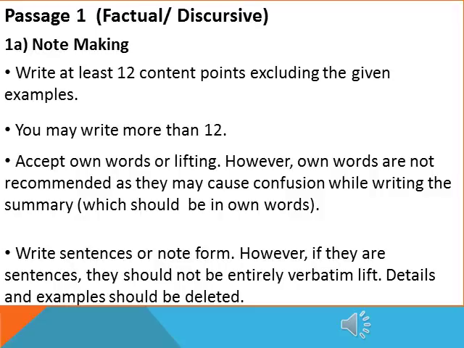Your points should be short and concise, and at this stage you're required not to use your own words. It may cause confusion at the time of writing the summary. You would not identify which words are yours and which are of the passage. Avoid adding details and examples as you have to summarize later. You are required to be to the point.